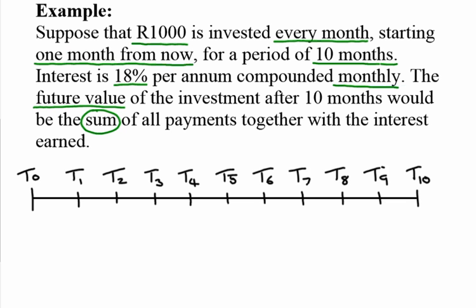Now remember, we're aiming for a future value, so I'm just going to put an F there. We use an F to represent future value and a P, you'll see later, to represent present value. Now what happens along the way is I pop in my 1,000 Rand every month, and that happens 1 month from now. So I know that I'm going to be putting in 1,000, 1,000, 1,000, all the way up to T10.